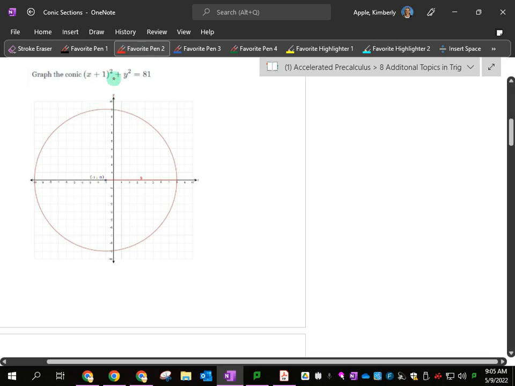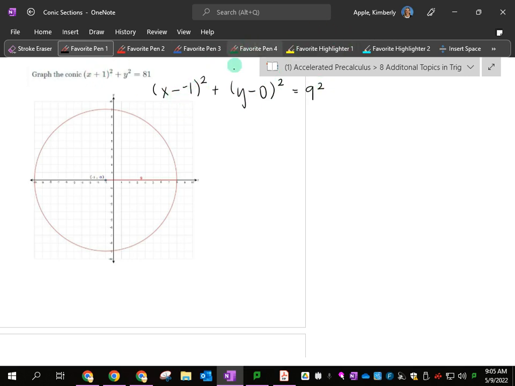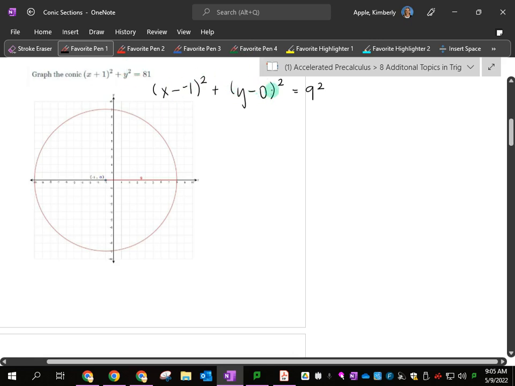When we graph one of these, you want to put it into the general form, which is (x minus h) squared plus (y minus k) squared equals r squared. So I've rewritten it. x plus 1 becomes x minus negative 1. Plain old y, I'm going to put in the invisible numbers there because that's really going to tell me what that center is going to be. And then I'm going to have a radius. Anytime you are working with the graph of a circle, you need a center and a radius. The center of this one is at negative 1, 0, and it has a radius of 9 units.